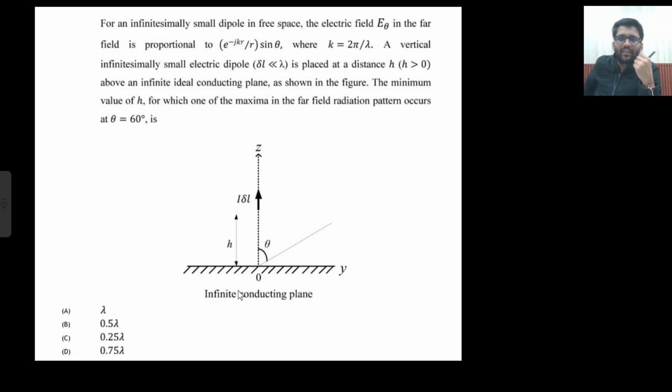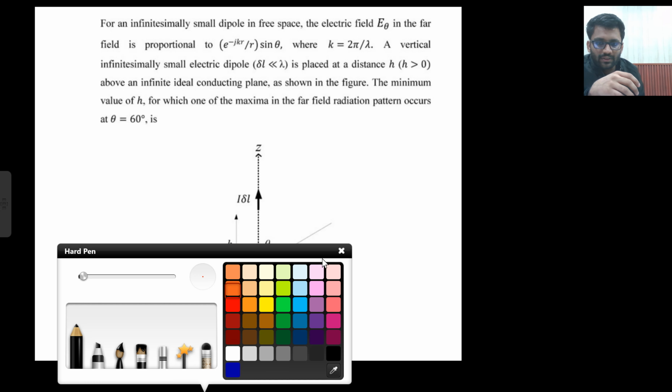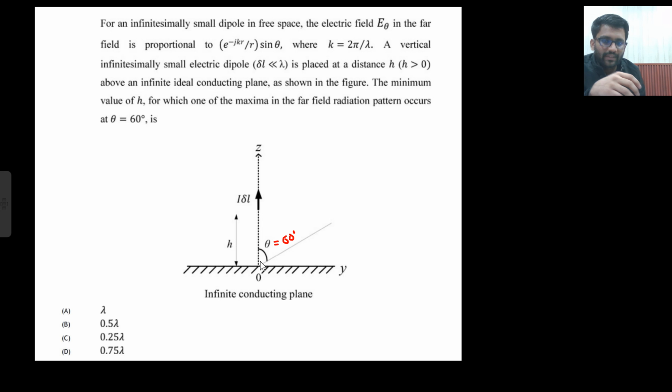All these are GATE PYQs only. So for an infinitesimal small dipole in free space, the electric field E theta at the far field is proportional to this thing that we already know, right? And a vertical infinitesimal small electric dipole is placed at a distance h above an ideal conducting plate. So this is a conducting plate and at height h, this another dipole antenna is placed as shown in the figure. Find the minimum value of h for which the maxima in the far field radiation occurs at theta equals to 60 degree. So this theta equals to 60 degree they are giving as a reference. So maxima is occurring at theta equals to 60 degree.